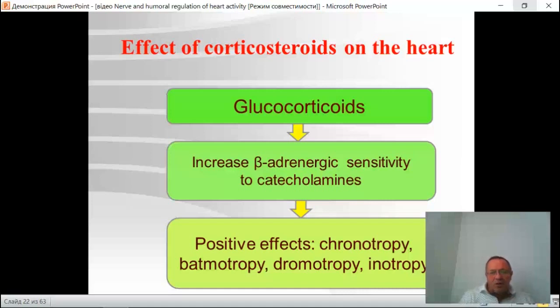Effect of corticosteroids on the heart. Glucocorticoids, which are produced in the adrenal glands, have the effect of increasing beta-adrenergic receptors and sensitivity of receptors to catecholamines. As a result, they have the same positive effects as catecholamines: chronotropic, bathmotropic, dromotropic, and inotropic effects.